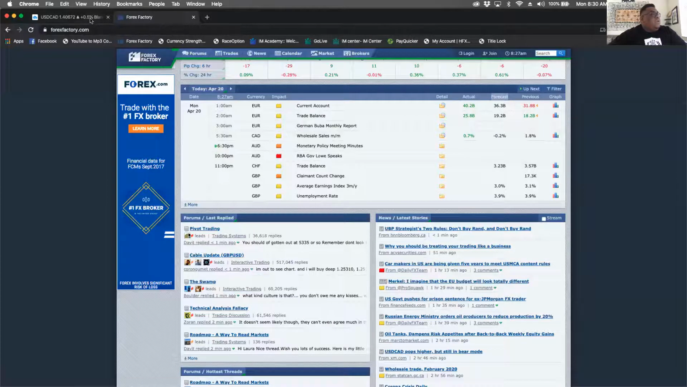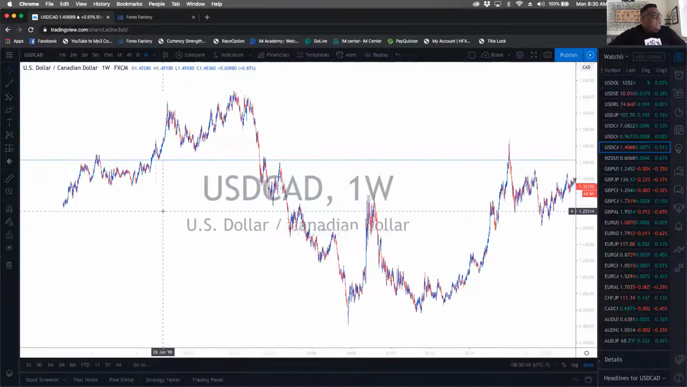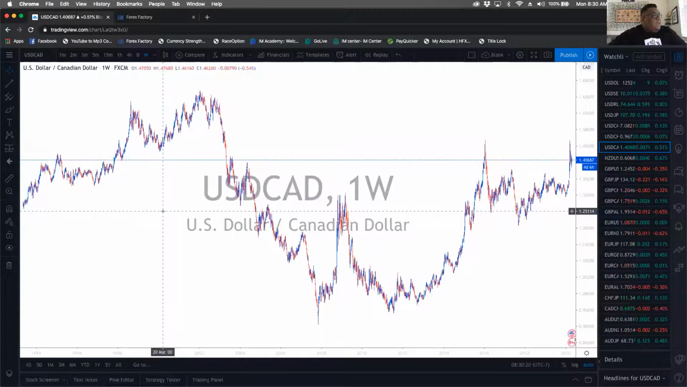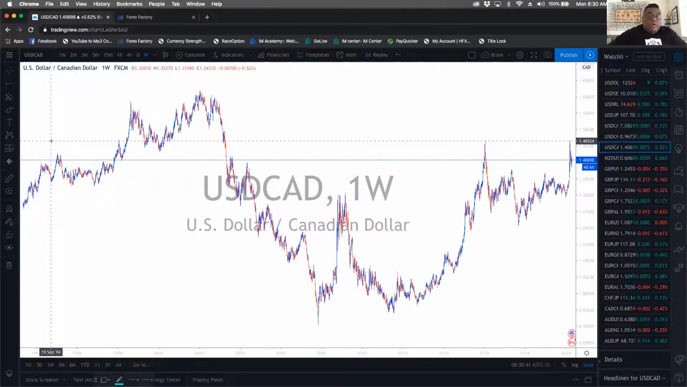So now let's go mark up our charts with our support and resistance, and let's have some fun with this. So if you look at it, I zoomed all the way out here on the weekly, 1 week USD CAD chart. And the first thing that we're going to do is start with our indicators here on the left, and we're going to go with not trend lines, but a horizontal ray, okay? We don't need the charts to go all the way back. We just need to go from where we see the support and where we see the resistance, okay?